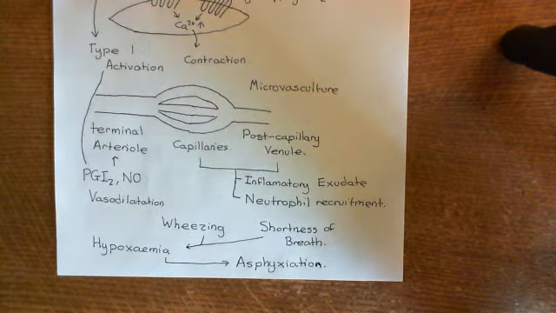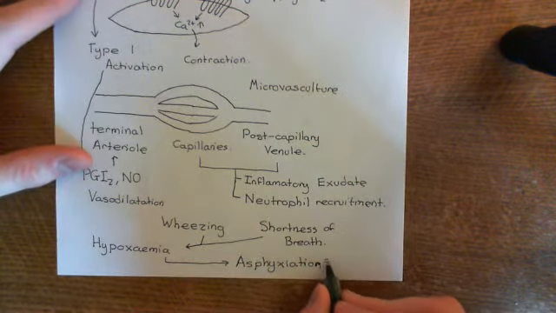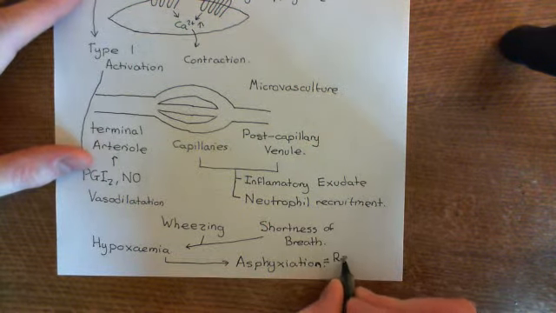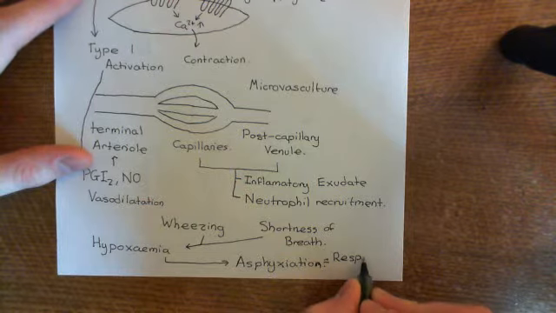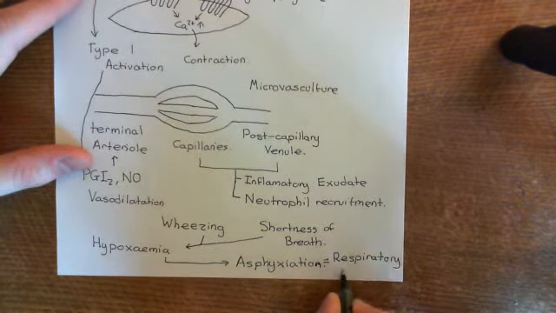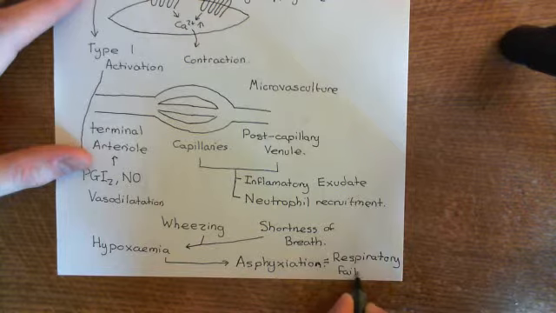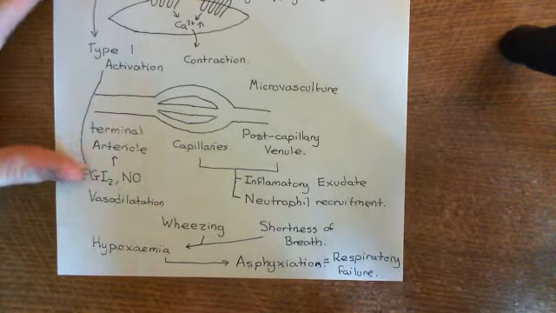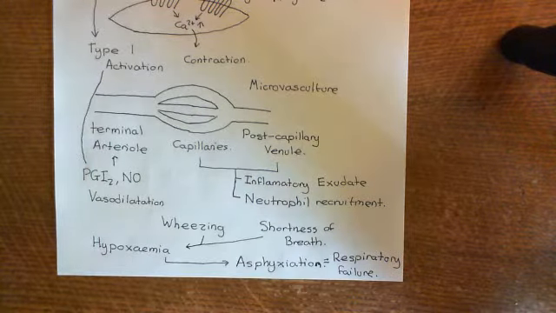You can also sometimes hear asphyxiation referred to as respiratory failure. So the respiratory system is failing the rest of the body. And as I say, asthmatic attacks can be fatal if they're very severe. So that's the immediate phase of an asthmatic attack.